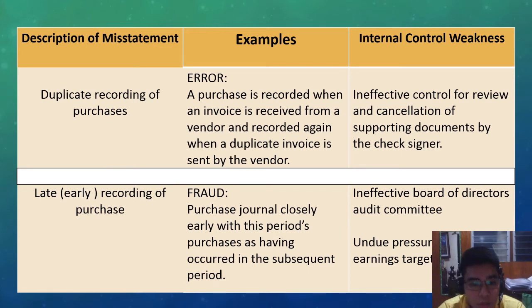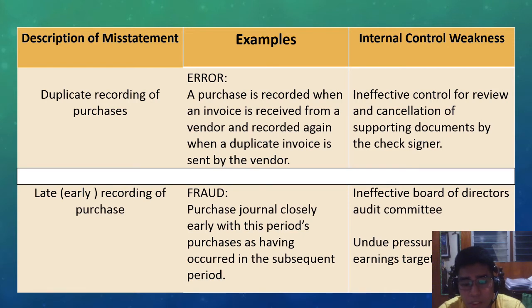Next is duplicate recording of purchases. An error example is when a purchase is recorded when an invoice is received from a vendor and recorded again when a duplicate invoice is sent by the vendor. From the word duplicate, there is an ineffective control for review and cancellation of supporting documents by the check signer. Check signers are individuals authorized to sign checks for businesses, companies, and corporations. They are also responsible for ensuring that checks for signature are legitimate and prepared according to the organization's accounting procedures.